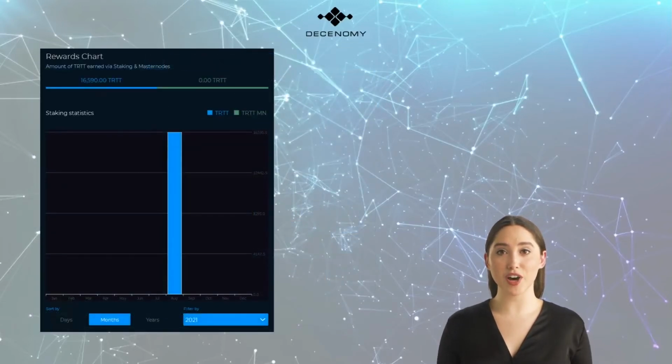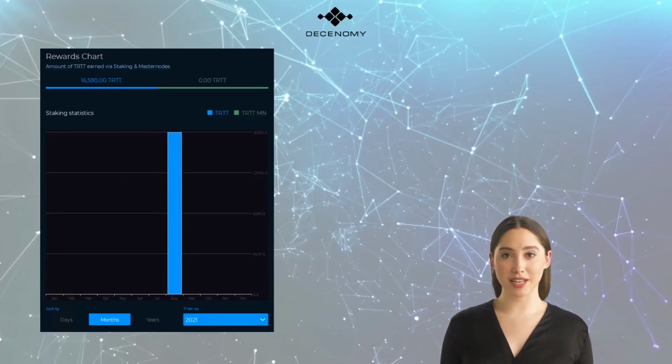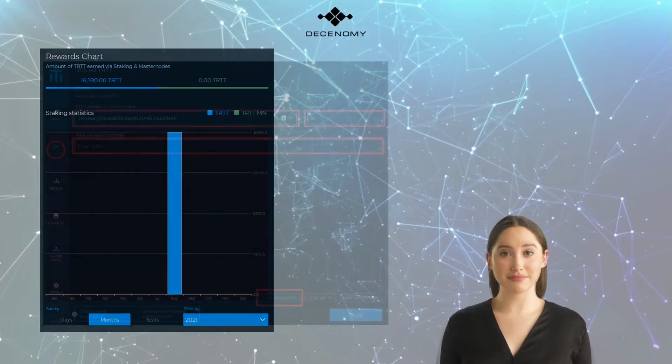Down the bottom right of the home page, we can see our rewards chart. Masternode and staking rewards can be identified by their color coding on the chart. The total amounts can also be seen to the right of the chart.